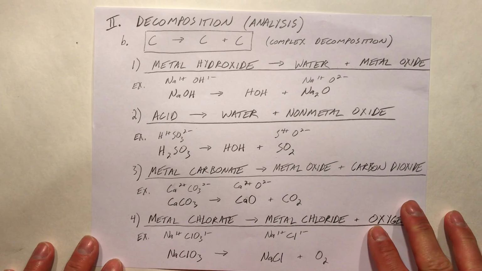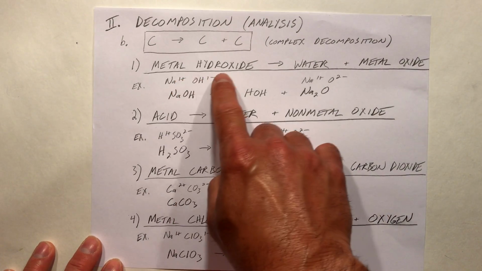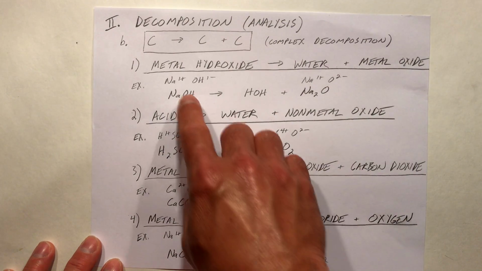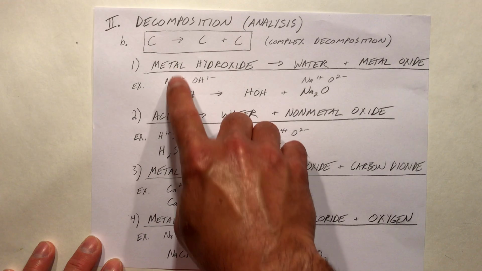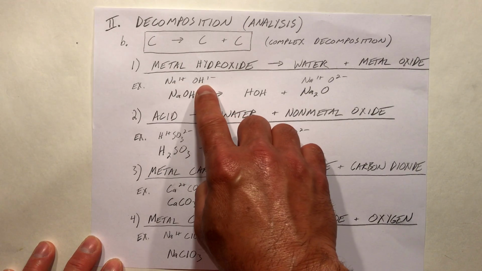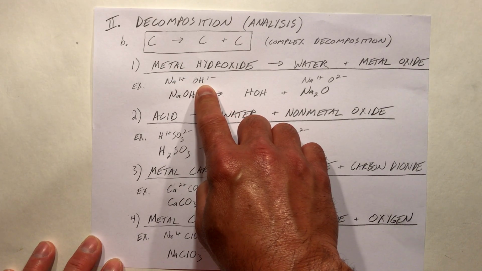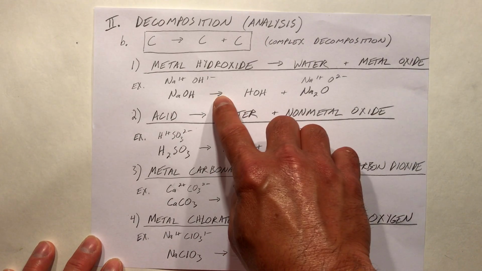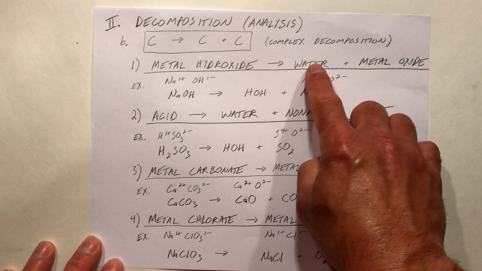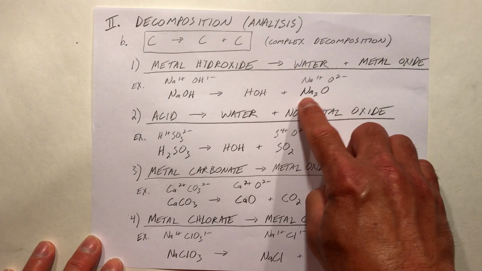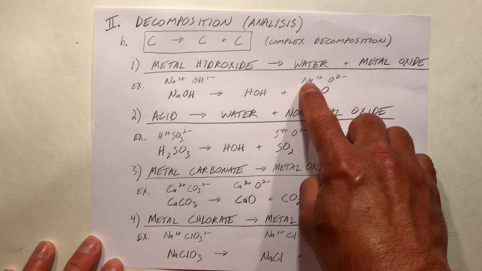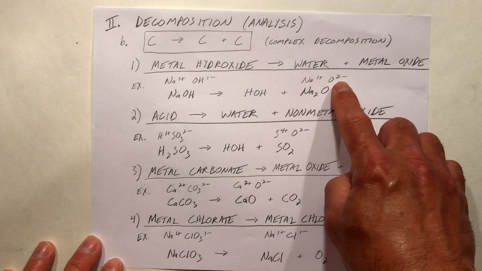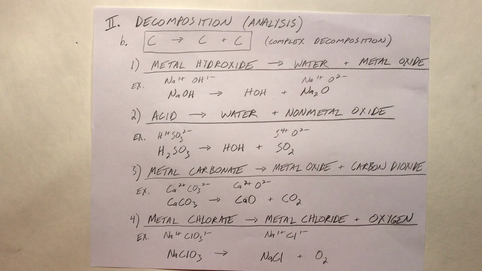So again, we're just following these recipes. Here's the first one. A metal hydroxide forms water and a metal oxide. So our example is sodium as our metal. It's a 1 plus charge ion, and hydroxide is the OH 1 minus ion, so that gives us NaOH when we crisscross it. Decomposes to form water, and metal oxide would be sodium crisscrossed with oxide. Sodium is a 1 plus ion, oxide is a 2 minus ion.